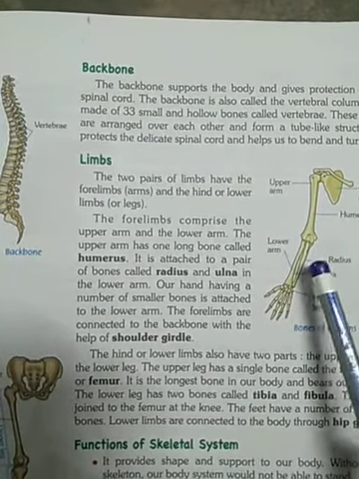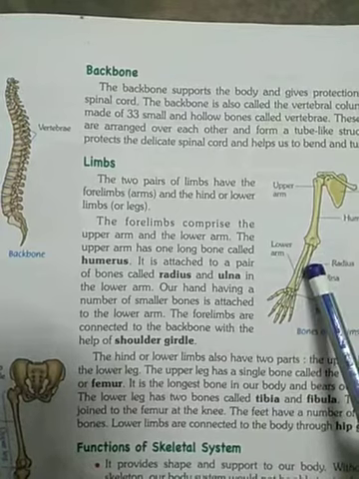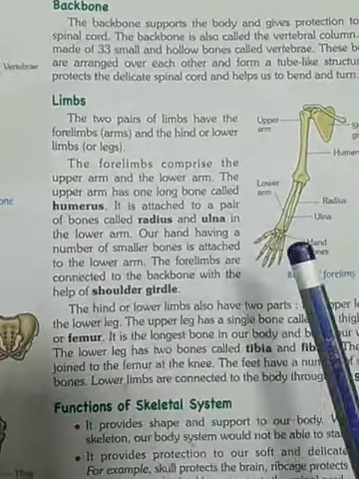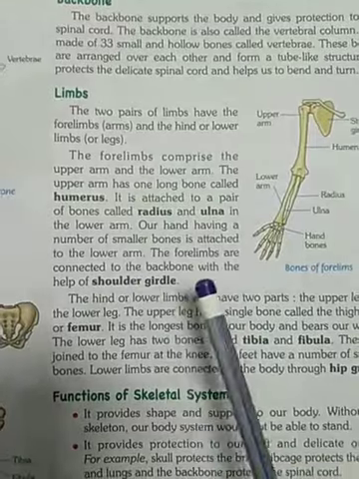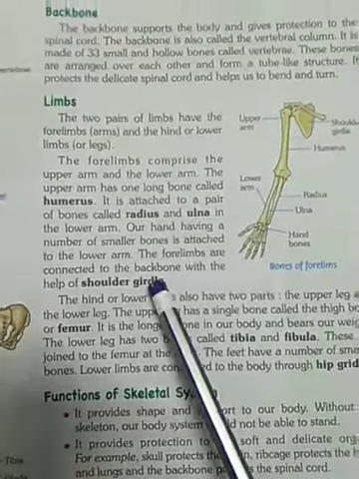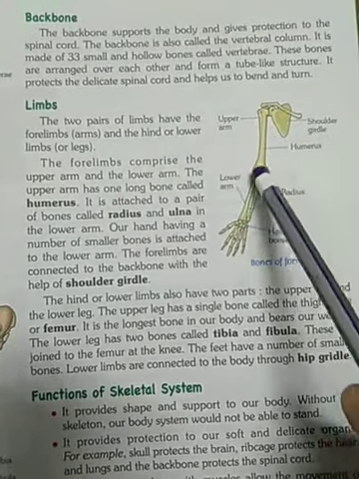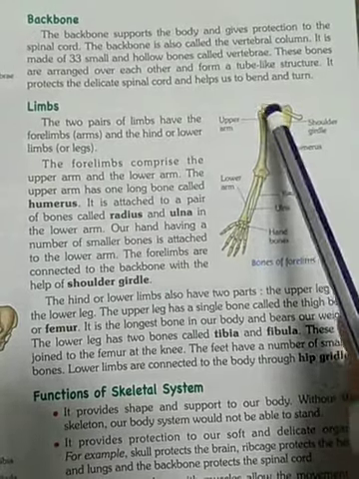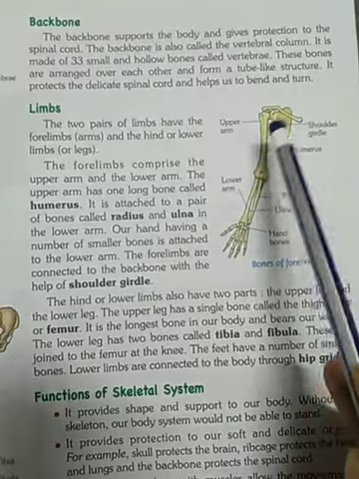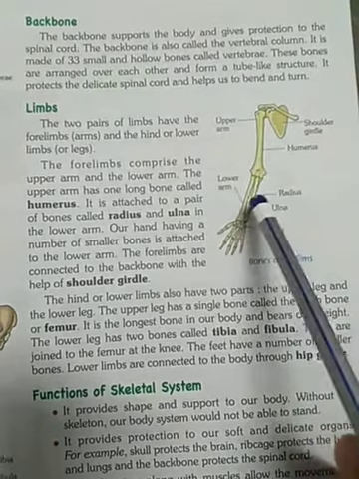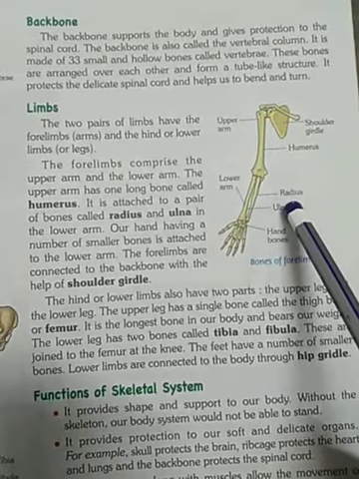The forelimbs are connected to the backbone with the help of the shoulder girdle, right? So that means this is the upper arm and this is the lower arm. A long bone is present in the upper arm, that is the humerus, and two bones are present in the lower arm, that is the radius and ulna, right?